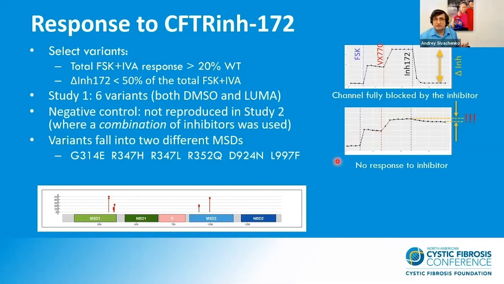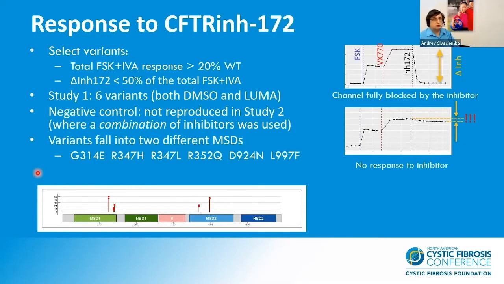These observations are consistent across the sites, but they disappear in study 2, where we in fact use a combination of inhibitors, not just this inhibitor 172 molecule, but also another one in a cocktail. Again, in order to be able to determine the percentage of the total, we need the total signal to be present in the first place.